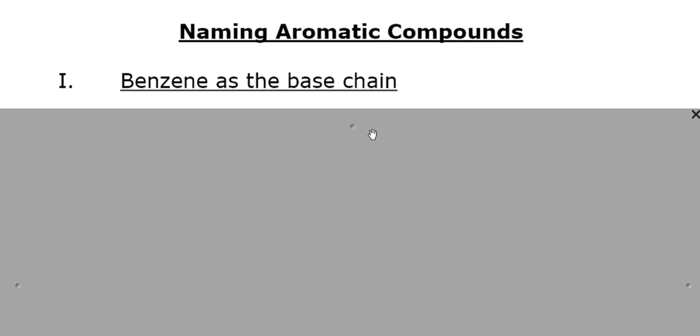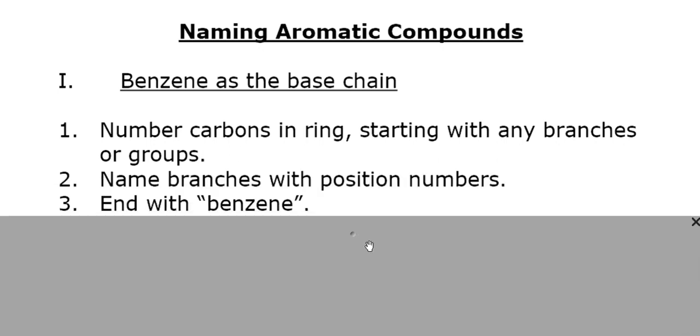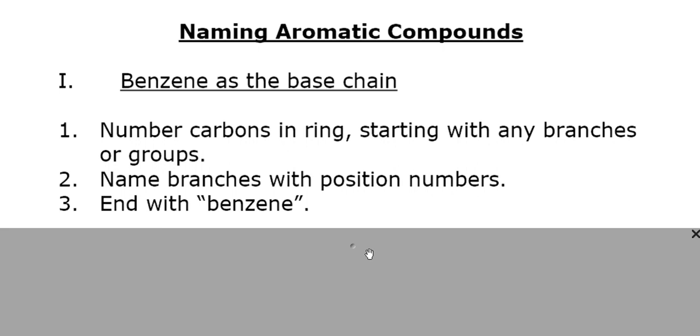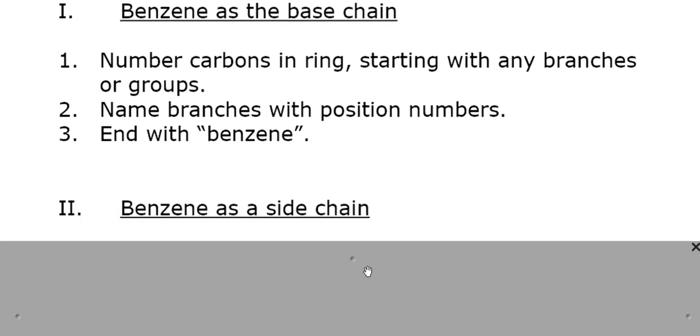So first, let's look at the rules for benzene as a main chain. First thing you're going to do, number the carbons in the ring starting with any branches or groups that are attached. That's exactly the same idea as your cyclic structures. So give the lowest numbers to the branches or groups that are attached. You want to name the branches with position numbers, but then for the ending here, you're just going to use the name benzene. So you don't count around and use the same prefixes. When it's aromatic, use benzene. What if benzene isn't the base chain? What if it's a branch?